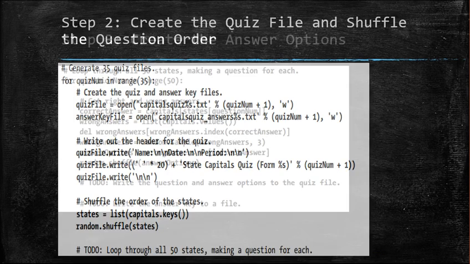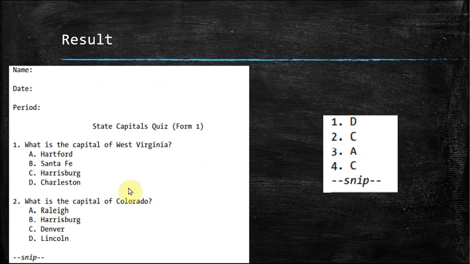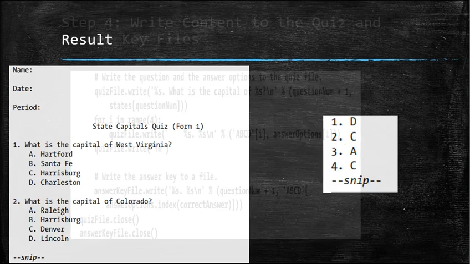I'll just show you. So your question paper should be like this: name, date, period, and capitals quiz form 1. Like this it will be displayed. Followed by that you will have the question and the 4 options. This is your question paper, whereas this is your answer key. Okay, D, C, A, C. So out of these, one will be the correct option and the other 3 will be wrong.